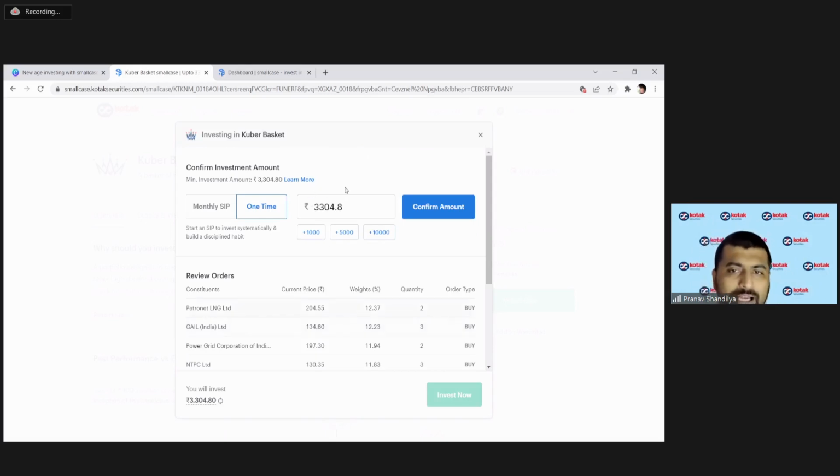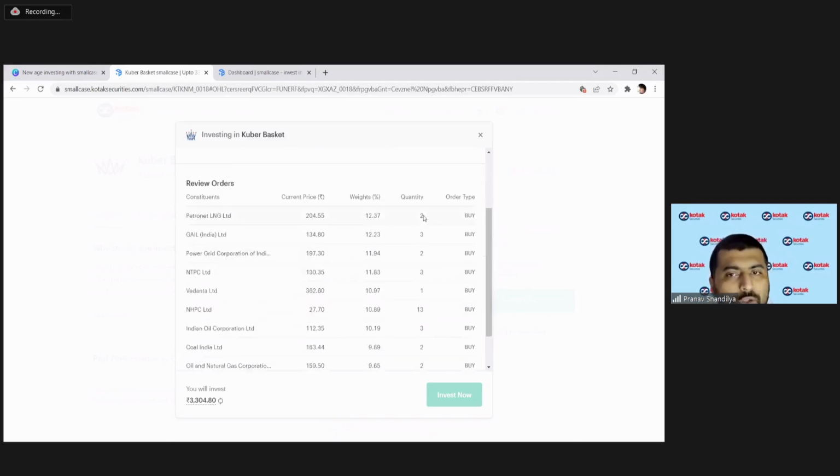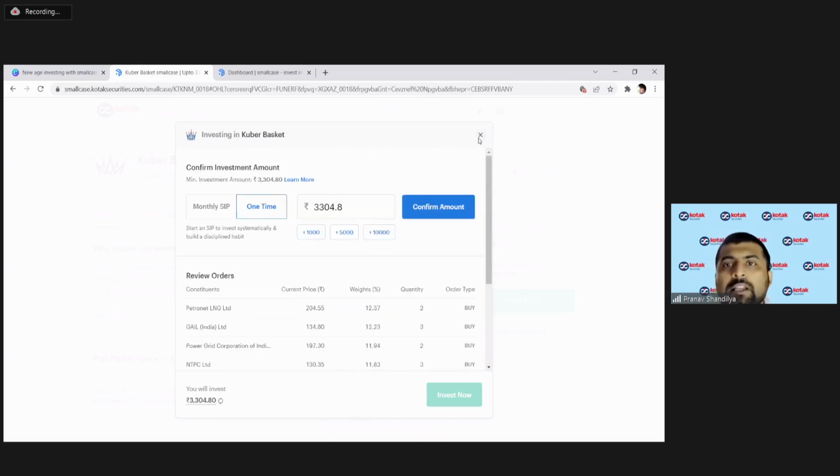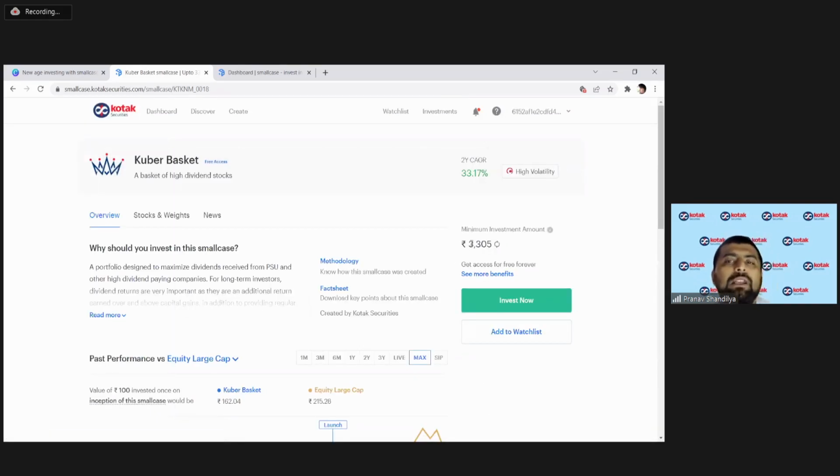So because of that, the minimum investment amount will also naturally change a little bit here and there. But that price fluctuation is very marginal. And you will also be able to see the list of quantities that you will be able to buy and the overall percentage weightage that each particular stock holds in the portfolio. So this is how you can see the minimum investment amount and figure out whether this particular basket is something that you like investing in.